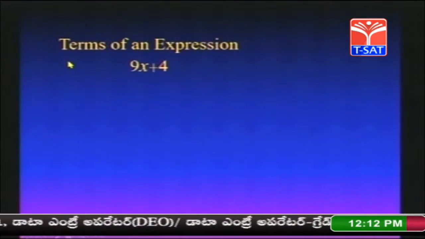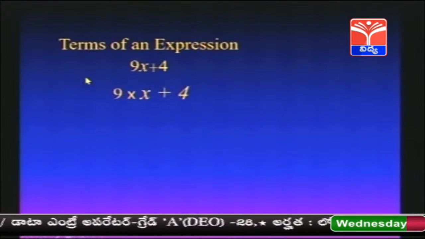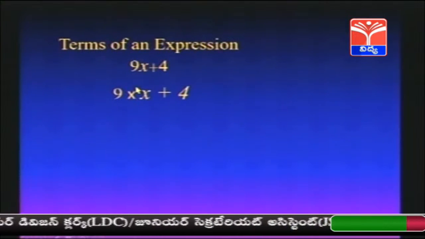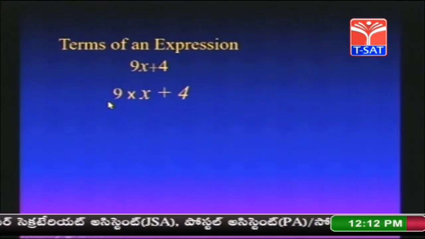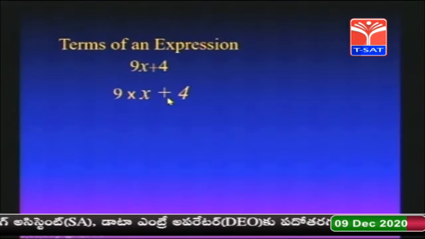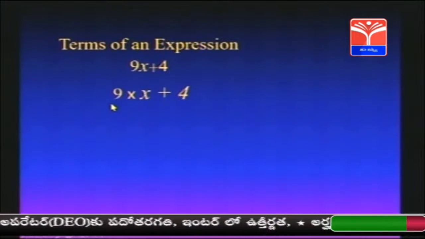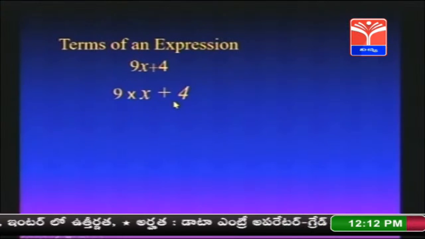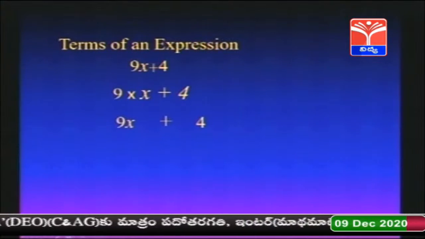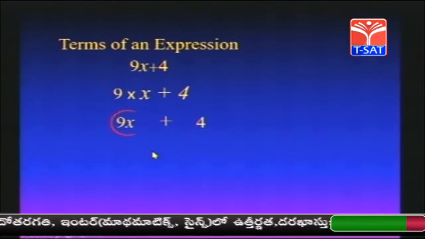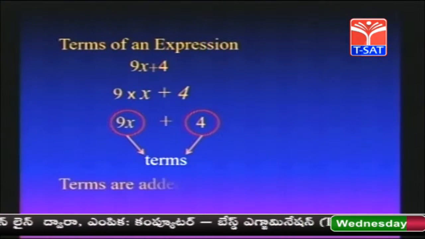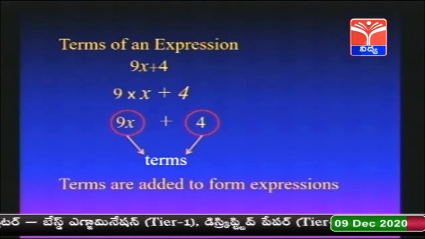Terms of an expression. What are the terms of an expression? Now let us see here a small example where I considered an expression 9x plus 4. How do you write this expression? First, the first term is formed by multiplying 9 by x and then adding 4 to it. So we can write this as 9 into x plus 4. How many terms are there here? Children, we have two terms. 9x is one term and 4 is the other term. Now as you see here, 9x and 4 are called terms, and terms are added to form expressions.